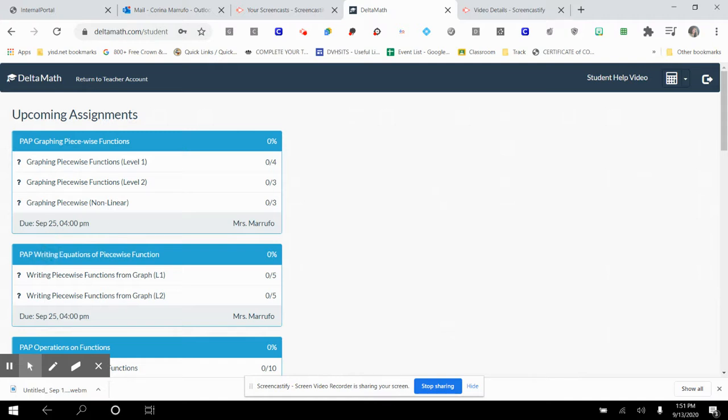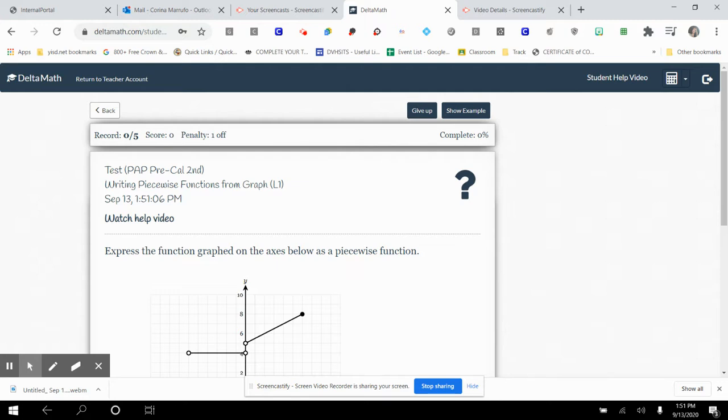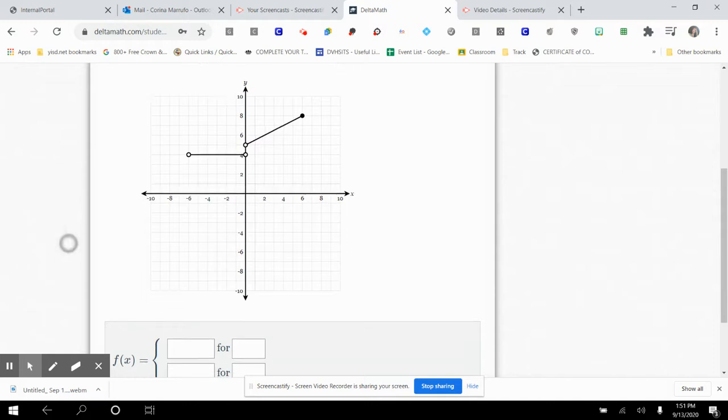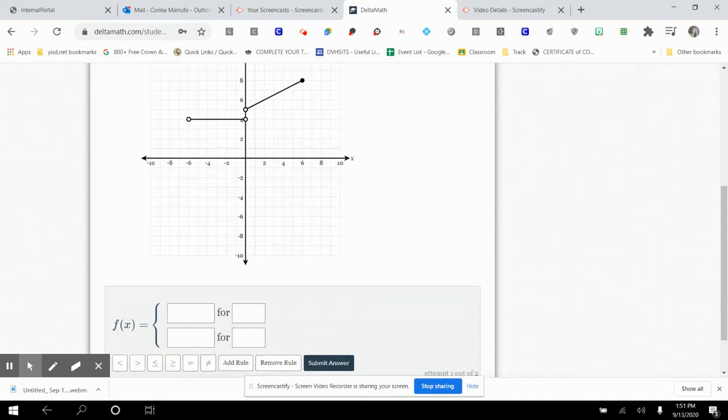So we're going to write piecewise functions from graph L1. So that means level 1. Okay, so if you notice on here, we have 2 lines. And so the first section is a constant. So remember, you always want to start with your boundaries. So if you notice here, it has an open circle at -6, and then it goes all the way up to 0. Okay, and it's also an open circle there.